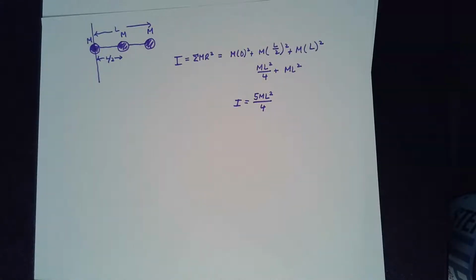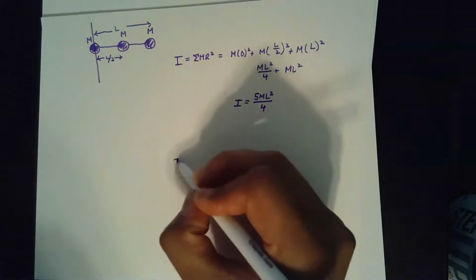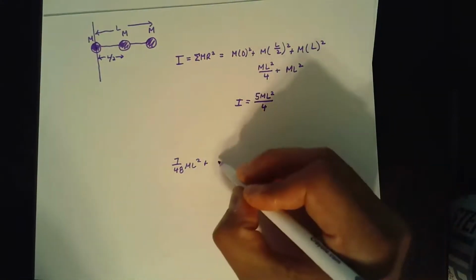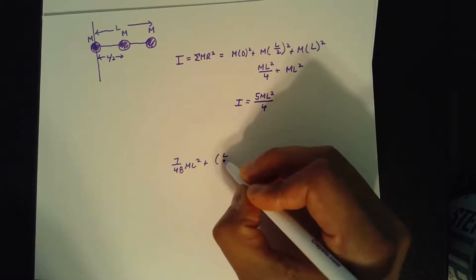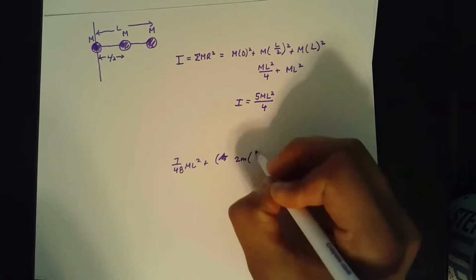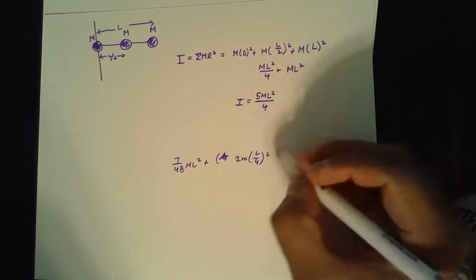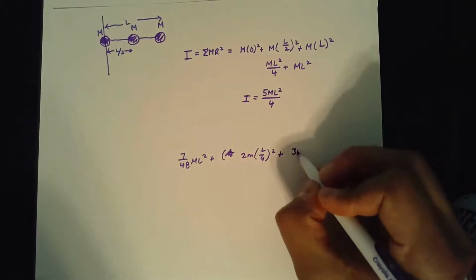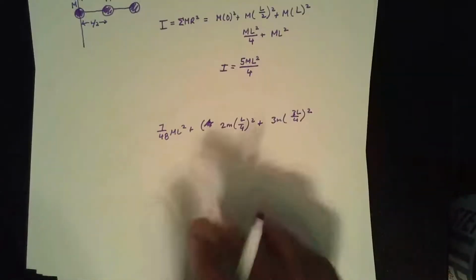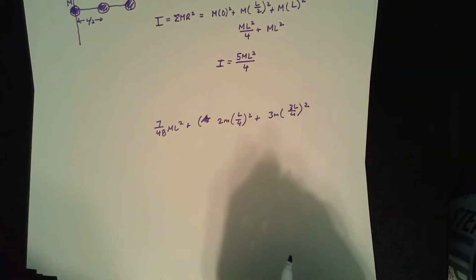Oh, does the moment of inertia change? Yes, Anthony is correct. The moment of inertia does change. It is no longer 7/48. It would be 7/48 ml squared plus, let's see, what is that mass? 2m times L over 4 squared plus 3m times 3L over 4 squared, whatever that is.